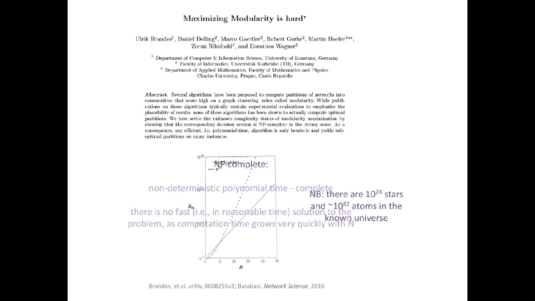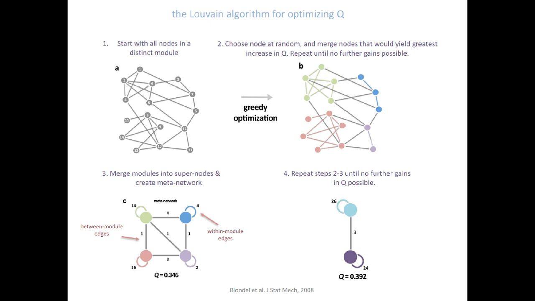There are lots of different heuristic algorithms for trying to find a partition that gives you an approximately optimum Q. The one I'm going to talk about today is the Louvain algorithm. It's a very popular algorithm because it's quite fast and generally pretty accurate. It's implemented in the BCT, and this is the one that we'll be using in the practical class. So the basic idea is you start with all nodes in a distinct module. So you say each node is a distinct module.